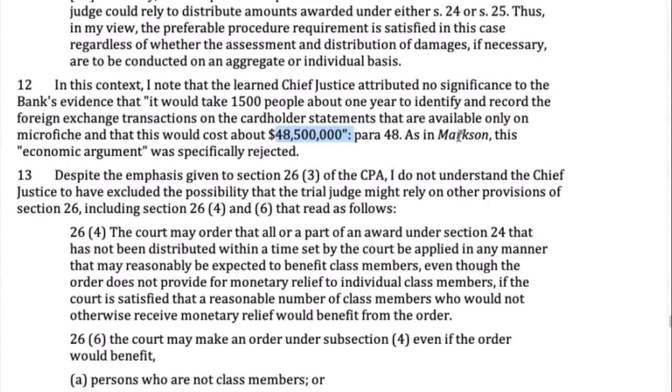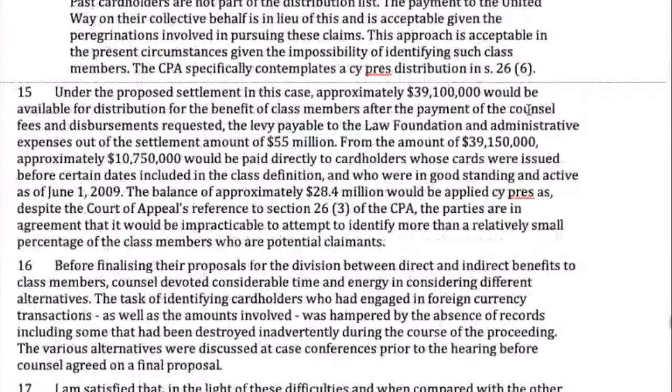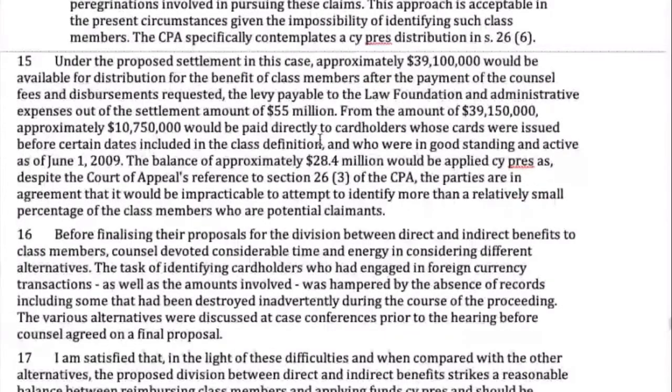Okay, so what do they propose to do with the money? Paragraph 15 gets into the details here. We're going to assume there's 39 million left over after the lawyers get paid. 10 million would be paid directly to cardholders whose cards were issued before certain dates included in the class definition and who are in good standing and active as of June 1st, 2009.